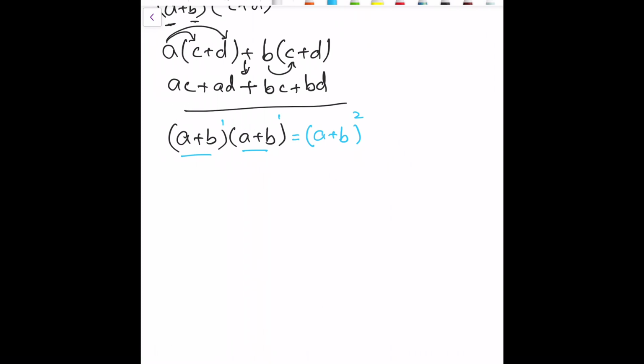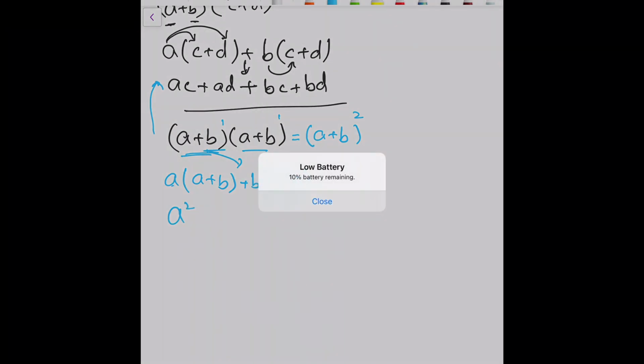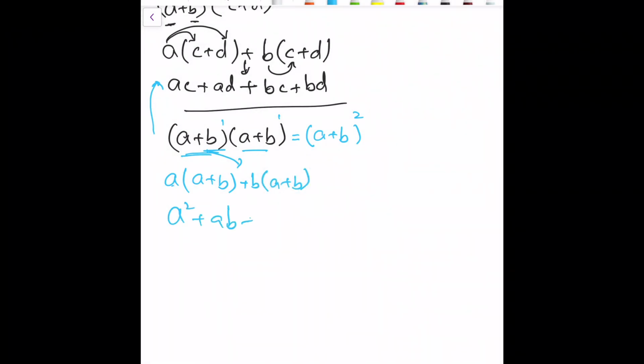Now according to our old method, if we open this bracket, let's take a and multiply with the second bracket, and then b with the second bracket. So if you open this, a squared, a times b is ab, plus ba, ab is the same thing, plus b times b, b squared. Now if I simplify, a squared plus ab and ba are the same thing, so we add them together, 2ab plus b squared.